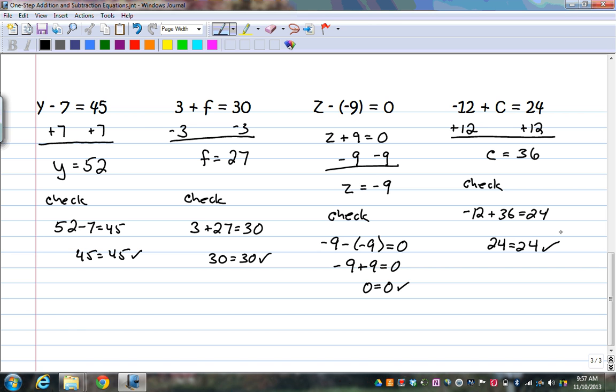Isn't that beautiful? Welcome to equations. We're on a long road of fun, my friends.